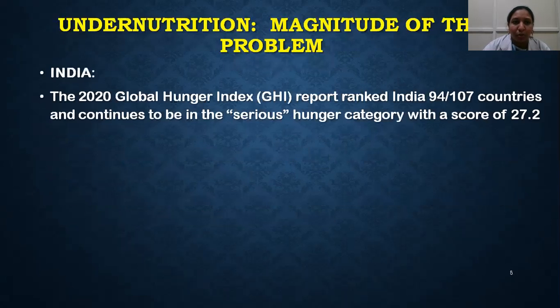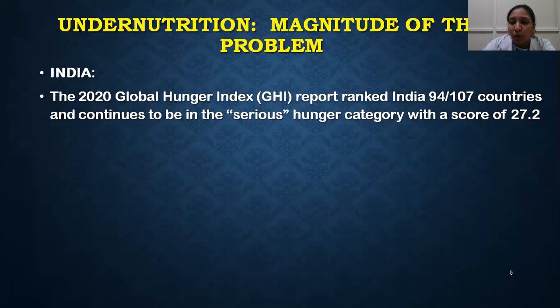Now when we see our own country, recently the 2020 Global Hunger Index report has been released. I don't know how many of you have watched it. Among that, India was ranked 94 out of 107 countries. So you can see how backward our country is. Among 107 countries, India is standing at 94th place in terms of hunger. So it comes under the serious hunger category, which is a very worst scenario.